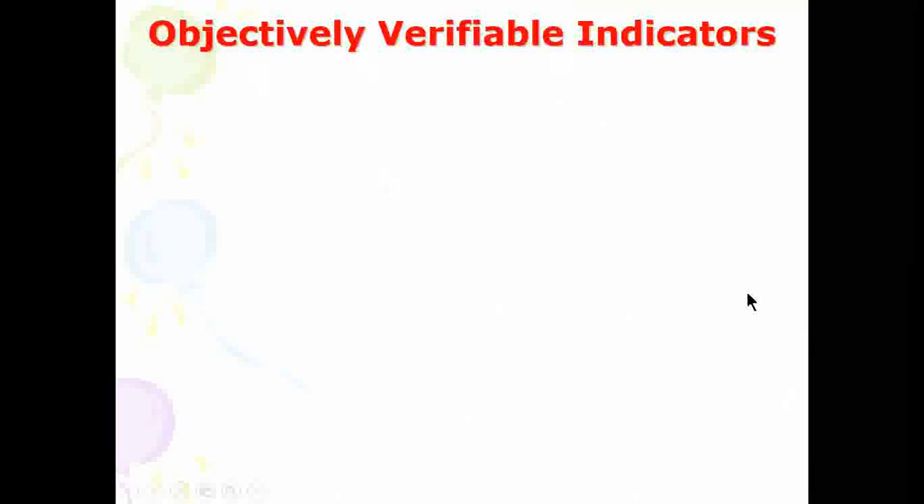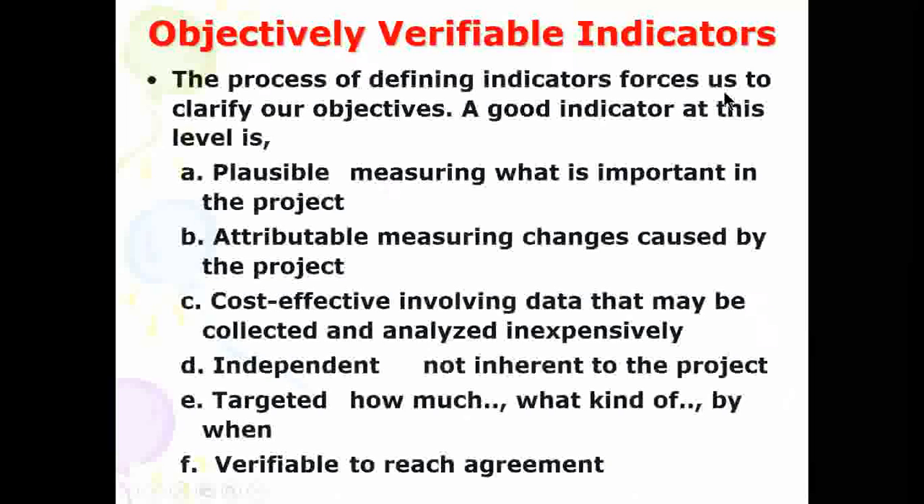Verifiable or objectively verifiable indicators. So the purpose of defining the indicators process is to clarify our objective. So a good indicator at this level is plausible, measuring what is important in the project. Should not be unrealistic, it should be realistic, that's what that means. And then attributable, measured in changes caused by the project. Then cost-effective, involving data that may be collected and analyzed inexpensively. Then independent, not inherent to the project target. Targeted: how much, what kind of, and by when. So verifiable to reach the agreement.